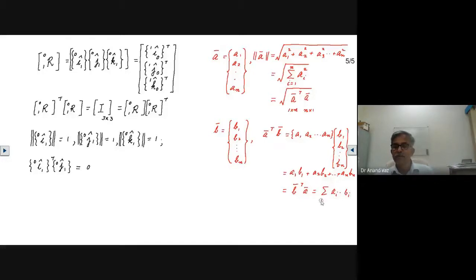The product is just the summation of A I B I, with I being summed from 1. So this is the meaning of this. You can write this as A transpose B or B transpose A, because one is the transpose of the other, but it's a scalar. And because it's a scalar, the transpose of a scalar is also the same thing. So I transpose J is equal to J transpose I is equal to 0.